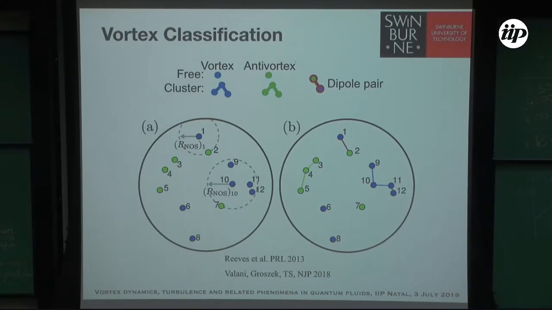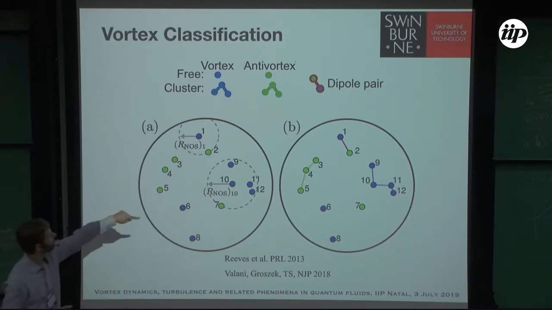Okay. So that's something to keep in mind later on when we start looking at the experimental results as well. I need to give you a little bit of, this is a bit of a jump, but this is a crucial part to understand the following results. There's a very nice way of classifying vortices.